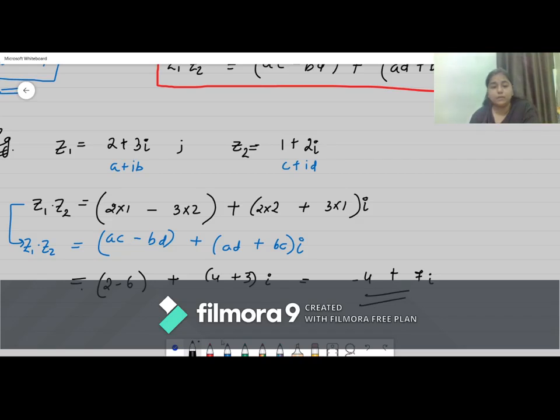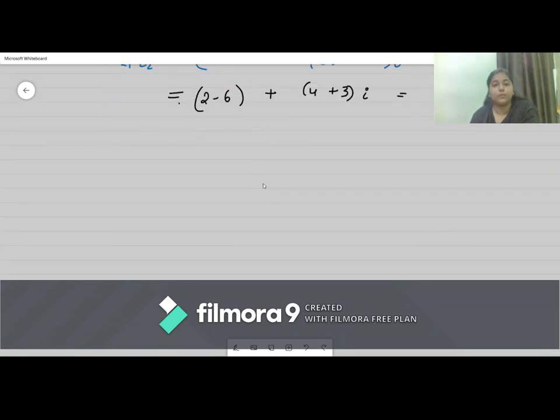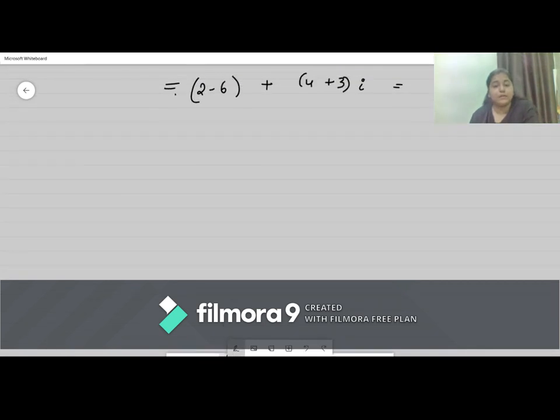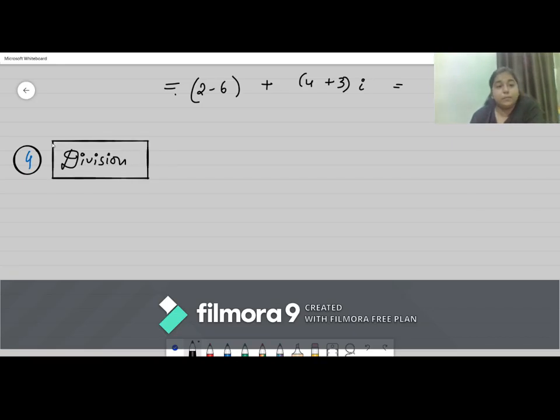In this, one thing very normal: this is the real part and this is the imaginary part. Okay, so this was the third property we saw. Now the last one for the day, I like this magic, is division. Like we perform division upon normal numbers, we can also perform the division operation for complex numbers.